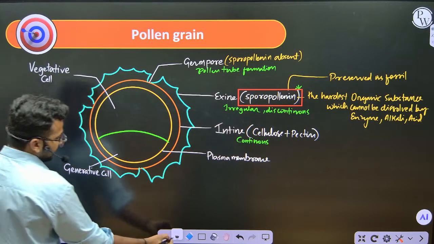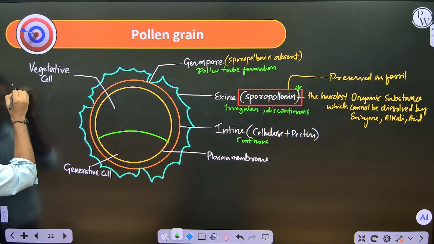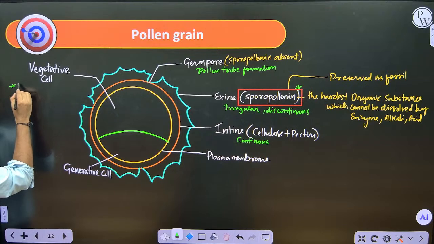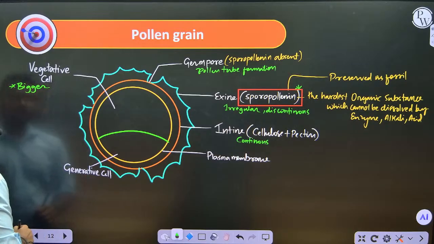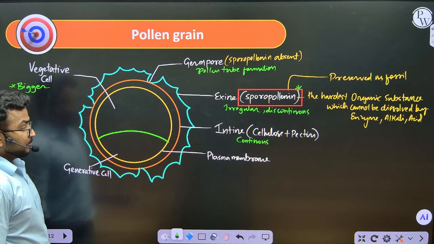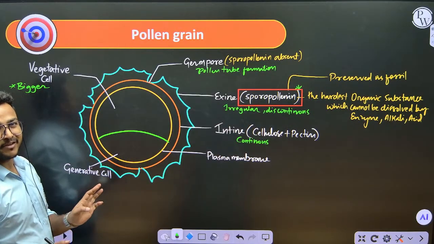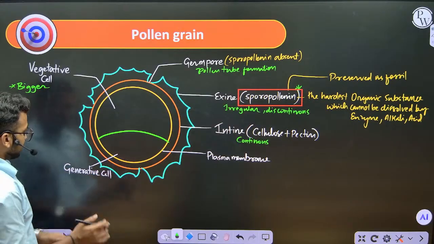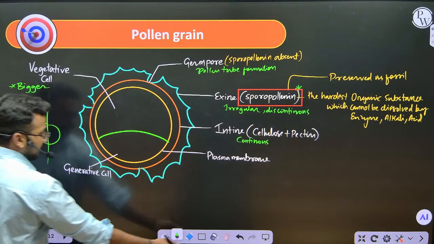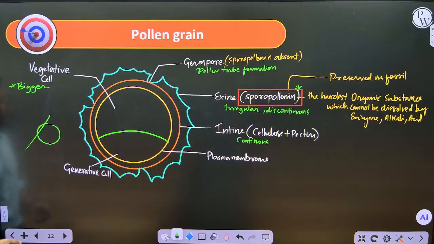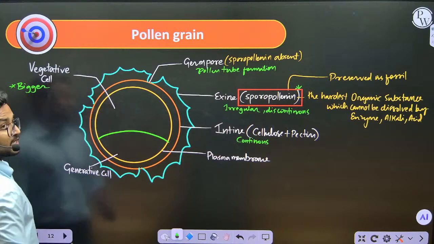So vegetative cell in the sense what? The vegetative cell is bigger in shape, bigger in size. So I am writing the features of the vegetative cell here. It is bigger in size. And why is it bigger? Because of the asymmetric division that has taken place in the pollen grain. Asymmetric means not symmetric. If a cell divides exactly at the center, it is symmetric. If I divide this cell like this, it is asymmetric, no? So the asymmetric mitotic division results in a vegetative cell which is the bigger cell.